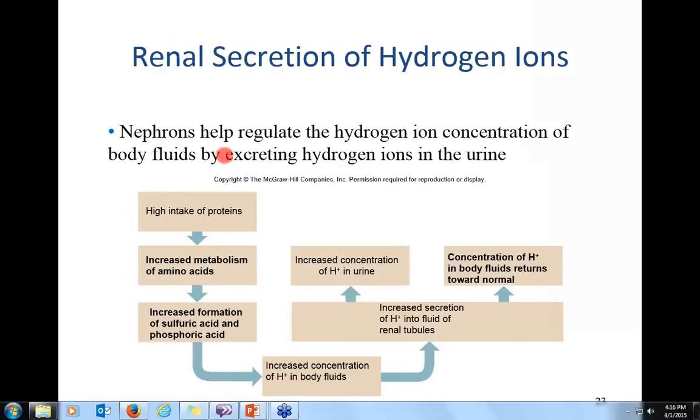In the renal system, if we have, say, a high intake of proteins, you increase the metabolism of the amino acids, which are the units of protein. You gain more sulfuric and phosphoric acid, so that increases your hydrogen ion concentration in body fluids. So that causes your nephron to increase the concentration of hydrogen ions in the urine, and that leads to the hydrogen ion concentration in your body fluids returning to normal.